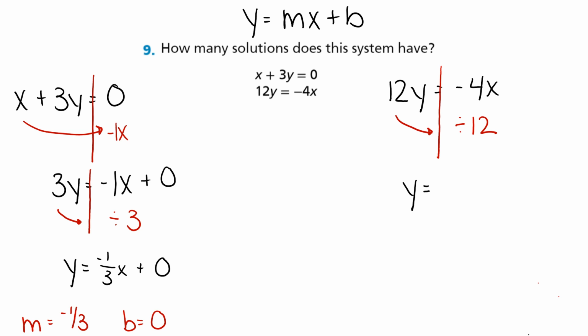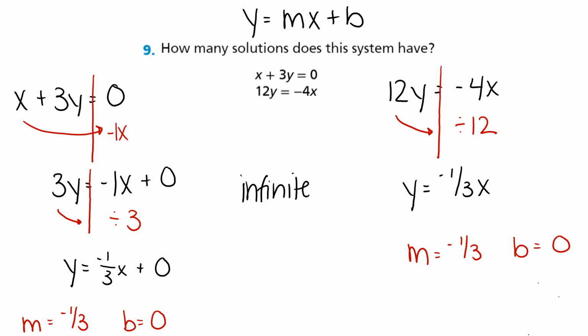-4 divided by 12 gets us a repeating decimal of -1/3 x. And then that's all that's left in the equation. Meaning our slope is -1/3, and our y-intercept, which is nothing, is 0. We can see that both the slope values and the y-intercept values match, meaning we have an infinite solution.